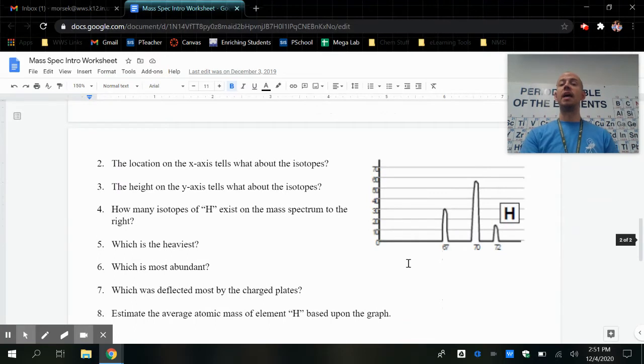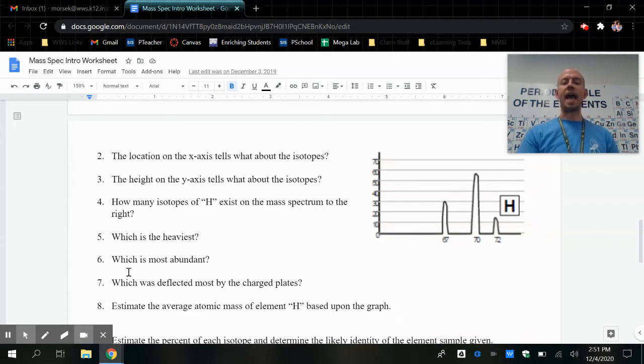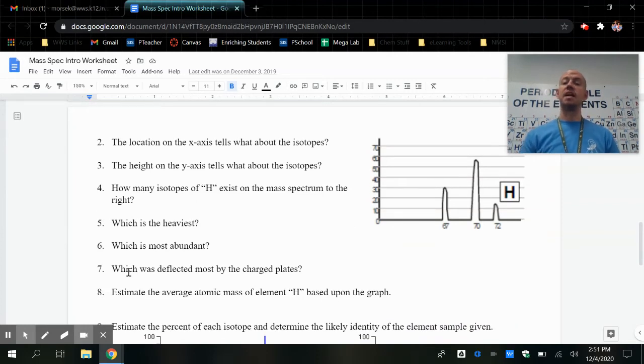As we come down here, it asks a little bit more detail about this graph. Remember, you're going to be asked questions about this, but you're also going to be able to check your answers. So learning from this and making sure that this really sinks in. When it asks heaviest and lightest, that means the isotope with the most and least mass. Most or least abundant is the thing we have a lot of or very little of. Deflected the most means it has its path changed a lot. Deflected the least wouldn't have its path changed.